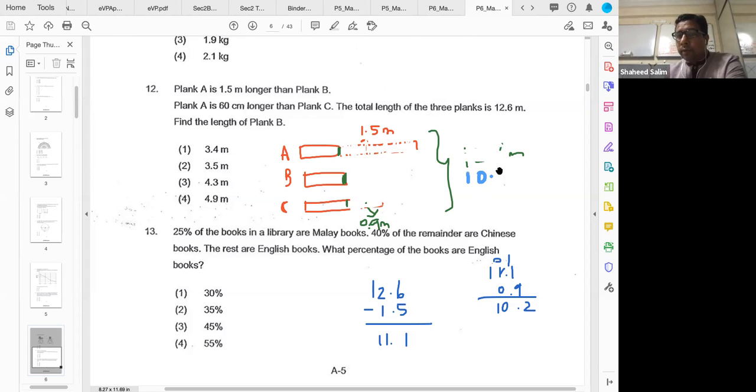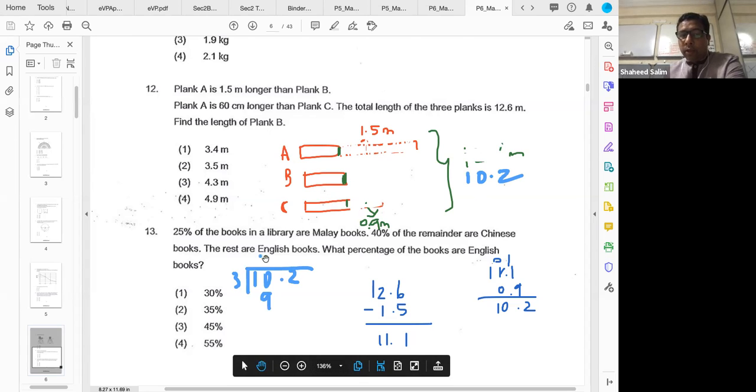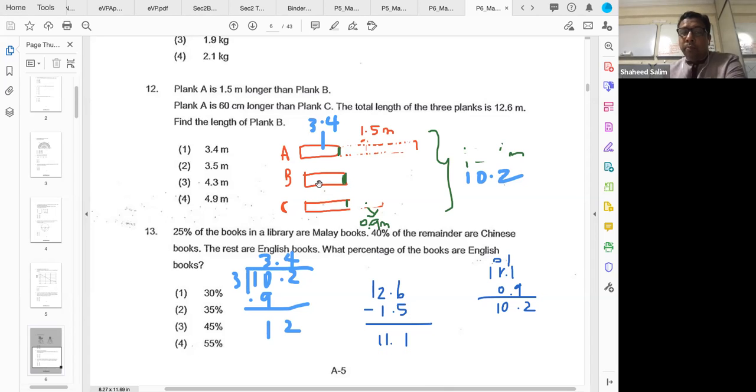10.2 is for 3 units. Find 1 unit. Divide 10.2 by 3. How much do you get? You get 9, 9 get 3. Minus, 1. Put the dot here. Bring down the 2, 12. 12 divided by 3 get 4. Finish. This one is 3.4. So what's the length of B? B is 3.4 now. Finish. For B, you don't need to add 1.5 or 0.9. It's just 3.4 meters. Number 1.